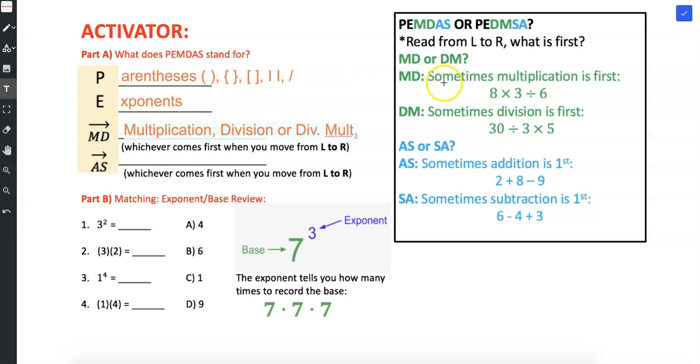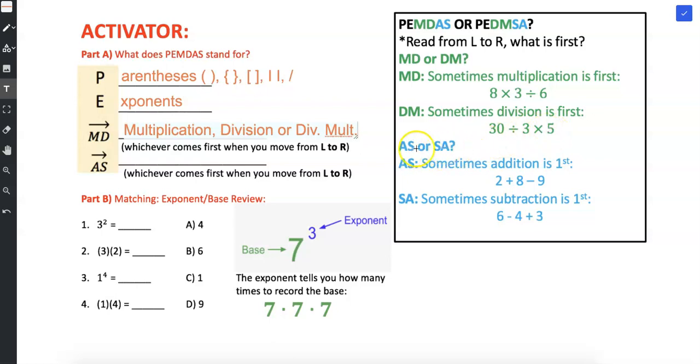Take a look at the examples over here. You look from left to right at the problem. So I'm reading it from left to right. If the first thing I see is multiplication, then I have to do multiplication first, and then division will be second. But if the problem reads like this and you have division first and then multiplication, that means I need to do the division and then the multiplication.